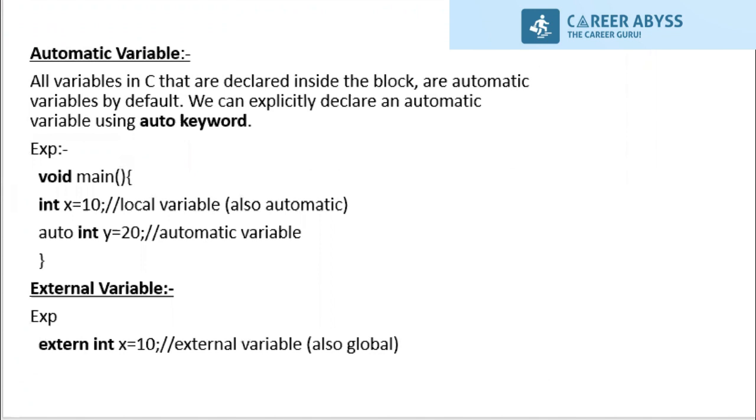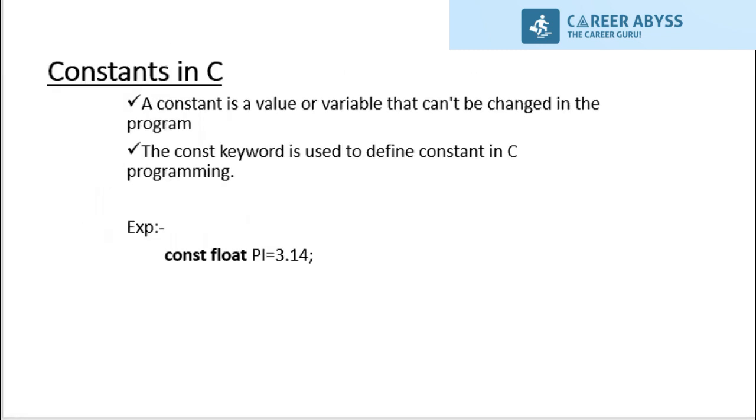Automatic variables: all variables in C that are declared inside a block are automatic variables by default. Like if I define int x, it's a local variable. Auto int y equals 20 is an automatic variable, by using the keyword auto. So that's how the variables are defined.